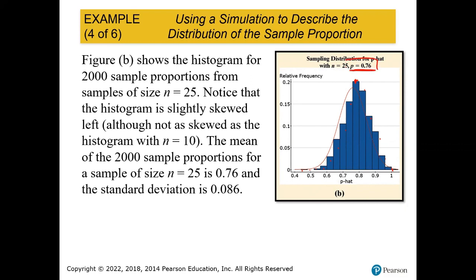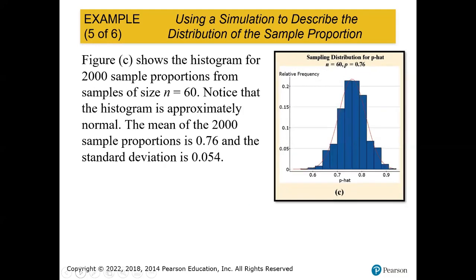Notice again that this was our original proportion, and our mean here, the peak of our normal curve, is also at that 0.76. However, in this graph, the standard deviation is even smaller at 0.086. And that should make sense because we discussed that with the means, that anytime you increase your sample size, your standard deviation is going to decrease because you're dividing by your sample size. And when you divide by a larger number, your result is going to get smaller.